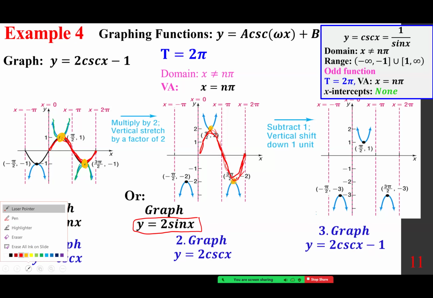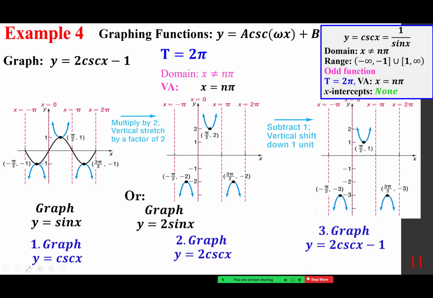Maybe now I erase this and I go with, let's see, this color. So look at these 2 points. Everything else stays the same. The domain and vertical asymptotes remain the same for what we have.